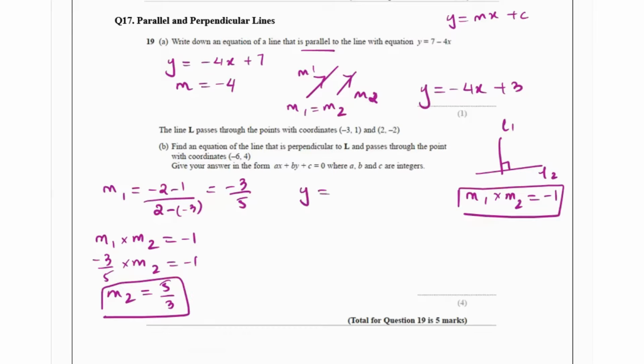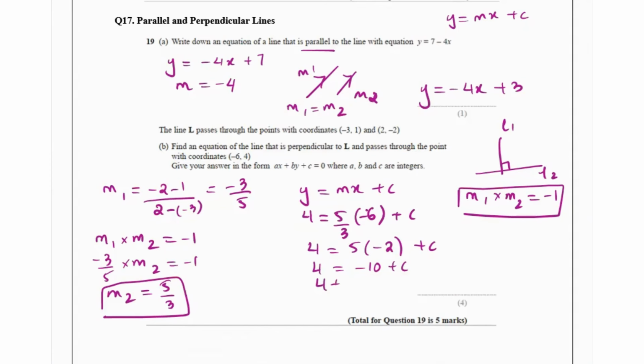So y equals mx plus c. Y is 4. M is 5 over 3. X is -6. Let's solve it to find the value of c. 4 equals 5 times -2 plus c, because 6 divided by 3 is 2. 4 equals -10 plus c, and 4 plus 10 is c, which is 14, which means y equals 5 over 3x plus 14 is your slope-intercept form.